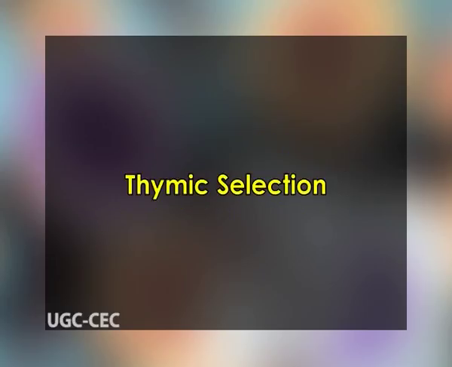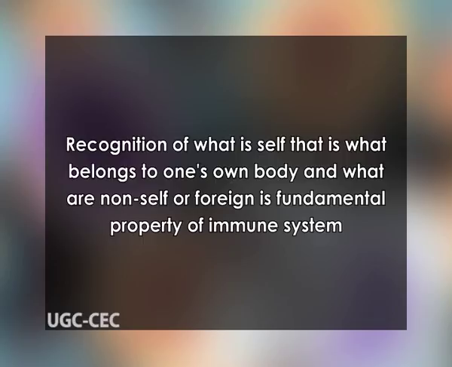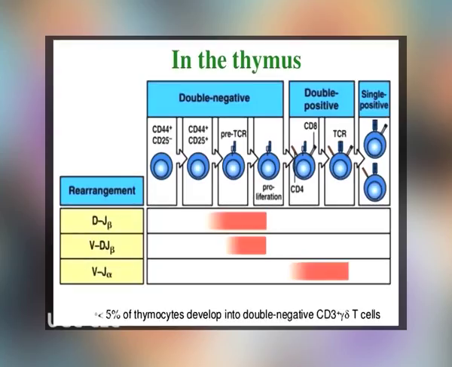Now let us try to understand thymic selection. The recognition of what is self, that is what belongs to one's own body, and what is non-self or foreign, is the fundamental property of the immune system. The achieving of this self-tolerance occurs during the T cell maturation in the thymus.